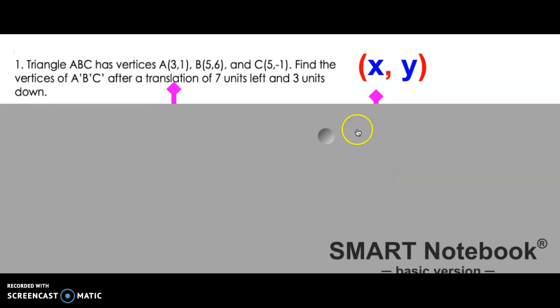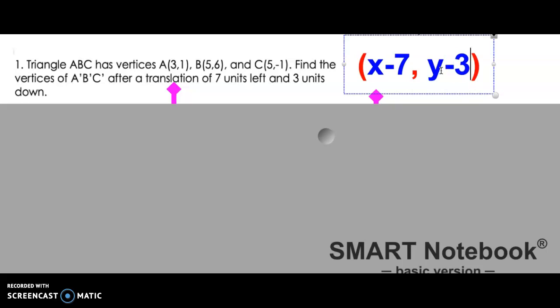So here we go. Our original ordered pairs are X and Y. If we are translating our original ordered pair 7 units to the left, the rule we're going to use here is X minus 7, because we're taking that X value and moving it 7 left. Remember, movement left is subtraction here. And then for our Y coordinate, if we're moving it 3 units down, we're going to take our original Y coordinate and subtract 3. This rule right here is how we're going to get the coordinates of A prime, B prime, C prime.